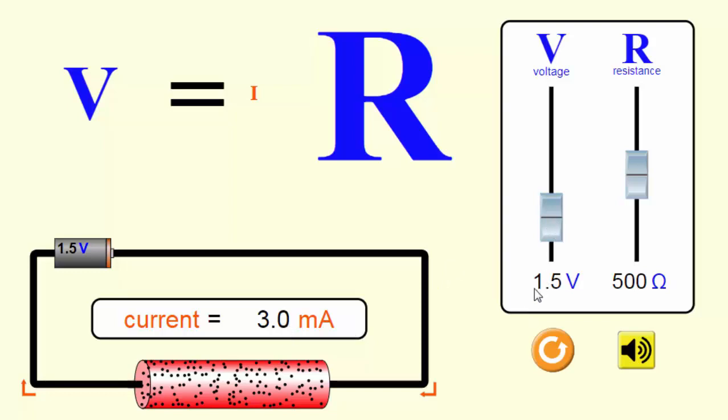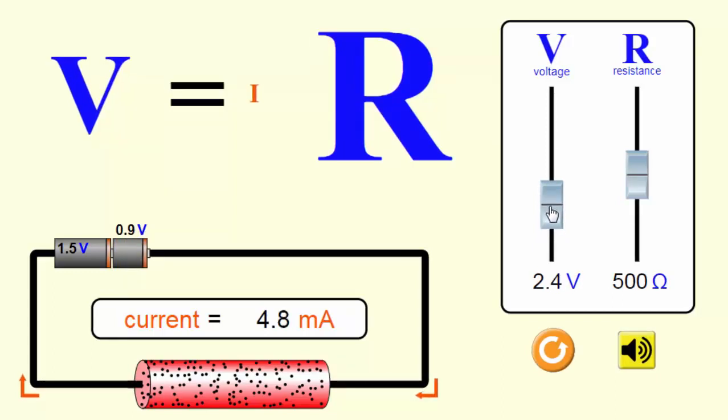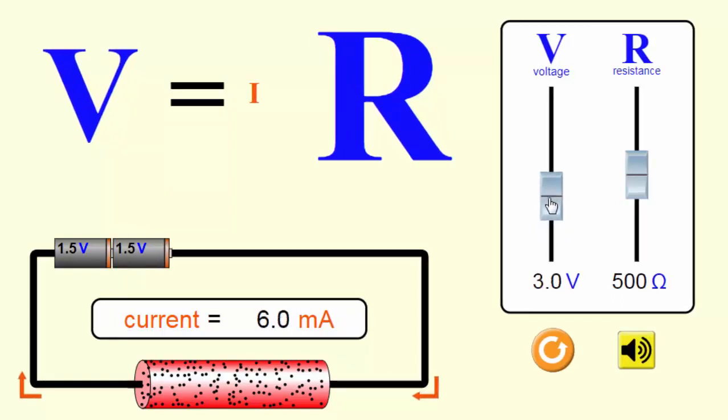Now here when the voltage is 1.5 volts, the current is 3 milliamps. Now what will happen here if we double the voltage from 1.5 to 3 volts? What do you think will happen to the current? Will it increase, decrease, stay the same? And if it increases or decreases, by how much? So let's double the voltage from 1.5 to 3 and notice here what's going on with the electric current. As you see here, when we double the voltage from 1.5 to 3 volts, the current has doubled. It went from 3 milliamps to 6 milliamps.